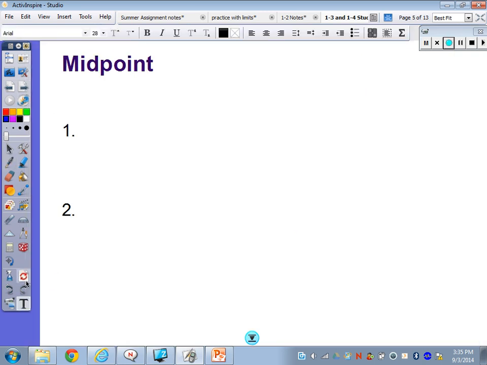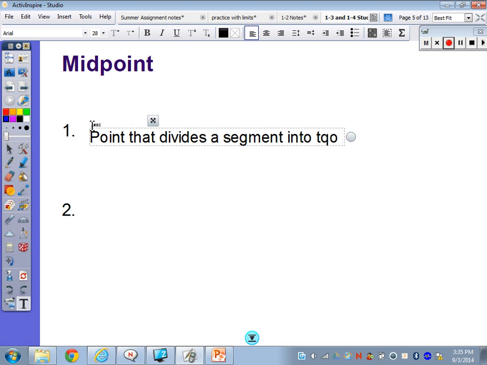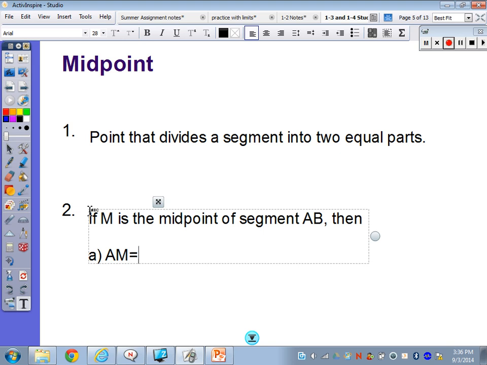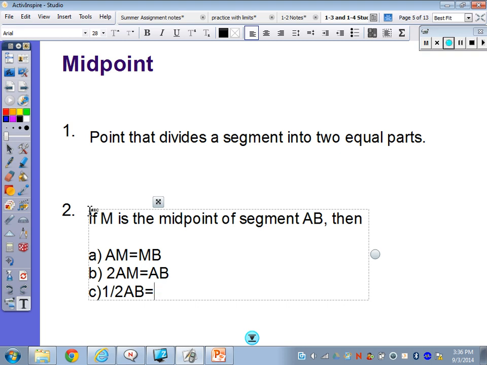Then we have midpoint. Okay, so midpoint, we talked about it a little bit last class, but we know that midpoint is a point that divides a segment into two equal parts. And then if M is the midpoint of line segment AB, then we know a few things. We know that AM is equal to MB. We know that if I do 2 times AM, it's equal to AB. And the third thing we know is if I take a half of AB, it's equal to AM.